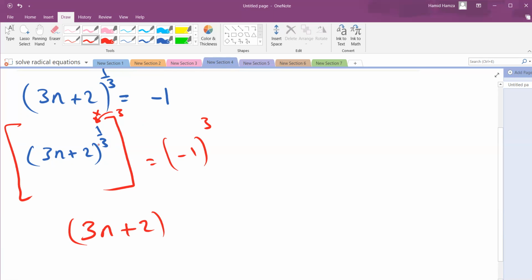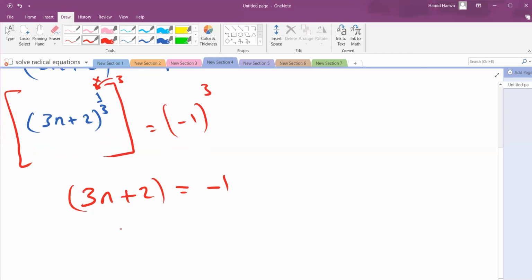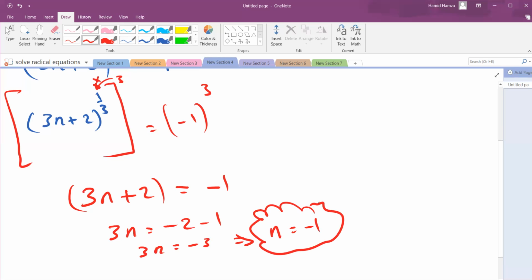3 multiplied by 1 over 3 is 1, so no need to write the 1. Just leave it like this: 3n plus 2. And negative 1 raised to power 3 will also be negative 1. So I got an equation without power. Solve it. 3n equals negative 2, negative 1. 3n equals negative 3. That means n equals negative 1.